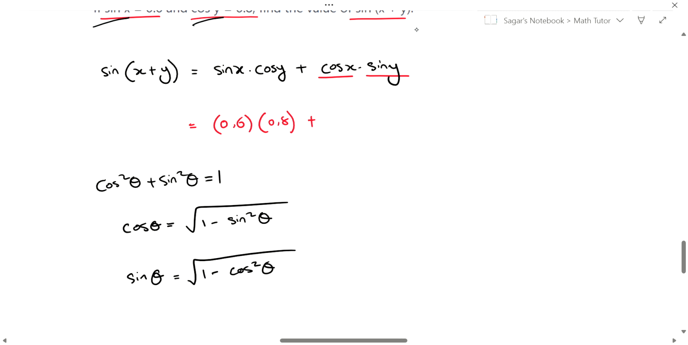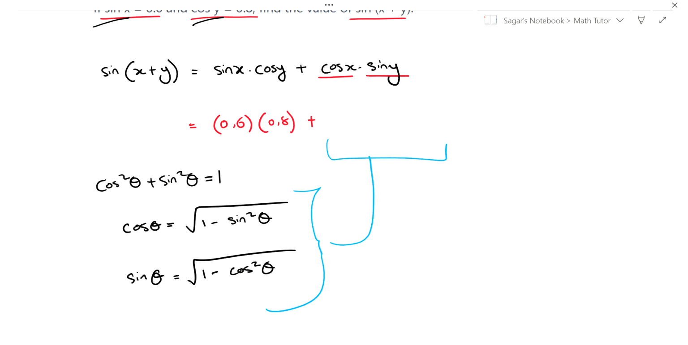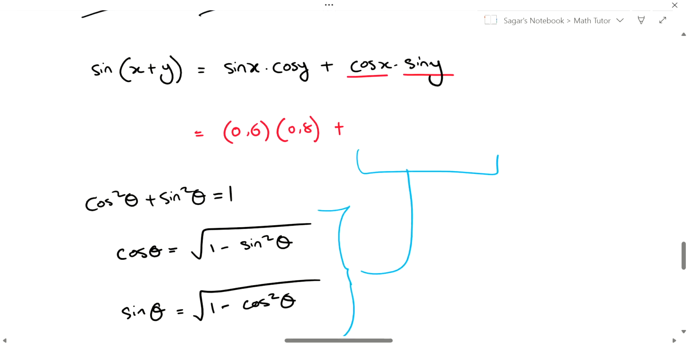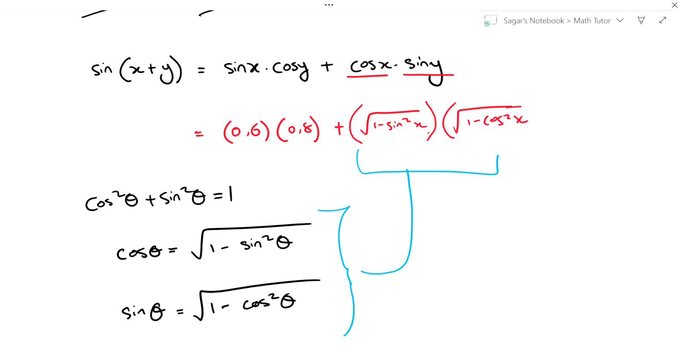Now we can substitute these into that position, and this is what we end up with. The root of 1 minus sin squared x multiplied by the root of 1 minus cos squared x. Sorry, that should be cos squared y.